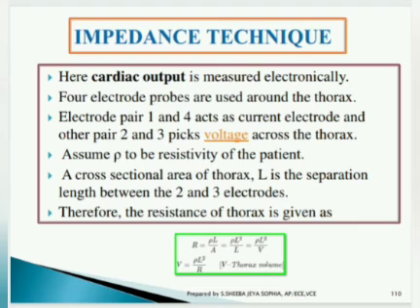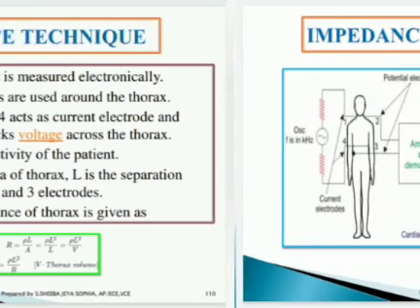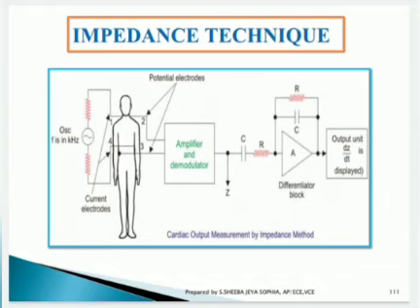Finally, the impedance technique, here cardiac output is measured electronically. 4 electrode probes are used around the thorax. Electrode pairs 1 4 and 2 3. 1 4 act as current electrodes, whereas 2 3 picks up voltage across the thorax. If rho is the resistivity, then L is the cross sectional length taken. Resistance will be calculated as R is equal to rho into L divided by A. For thorax volume, it is calculated as rho L square divided by R. This is the impedance method visual representation, how the electrodes are placed and output is taken.